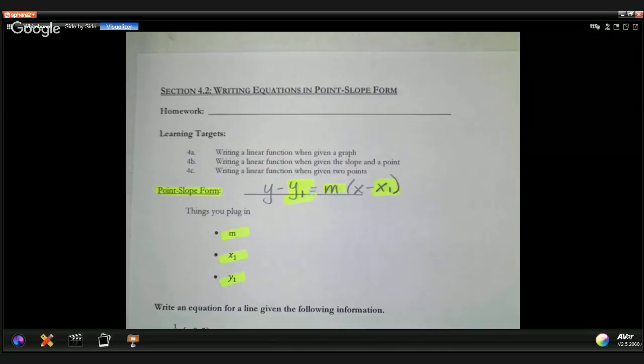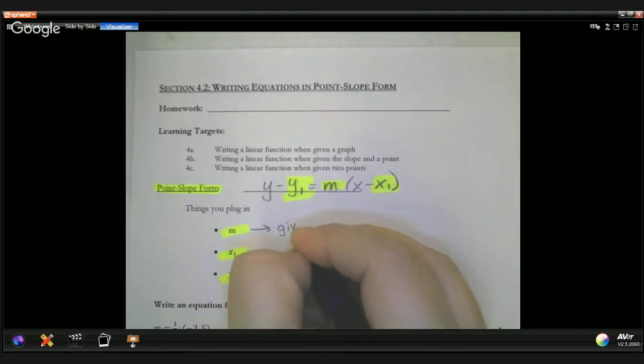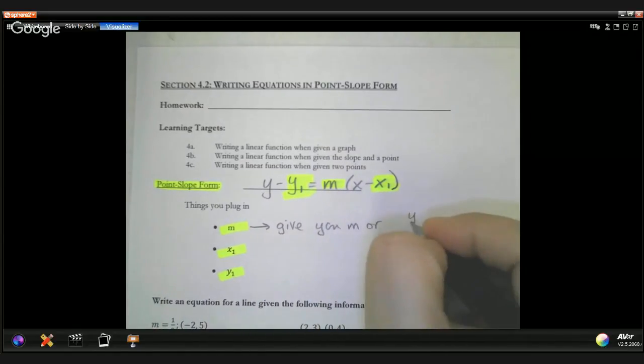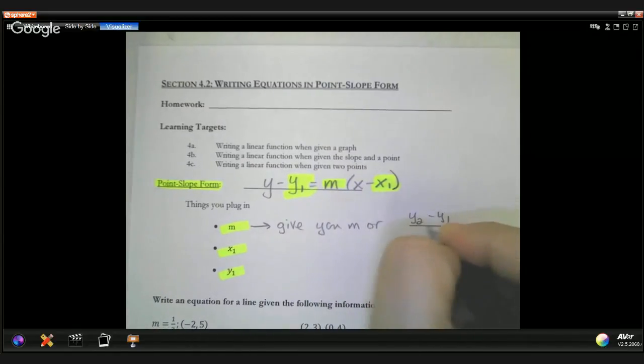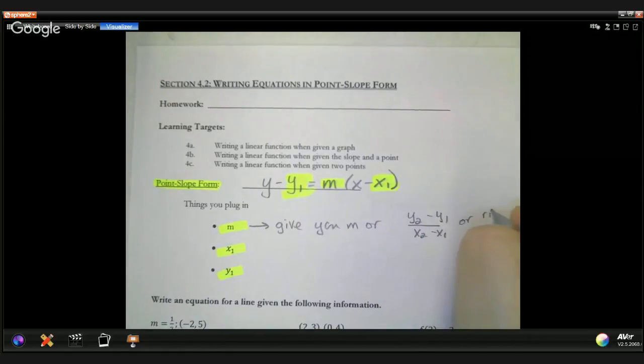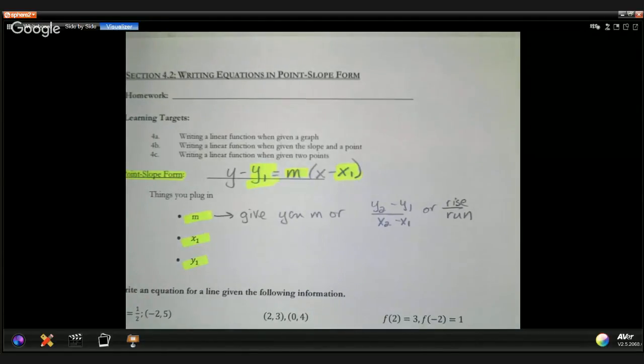A lot of times they're either going to give you the slope, give you m, or you have to use our slope formula. Or you could possibly have to count rise over run. So you have to be willing to do any of those 3 things to find the slope.